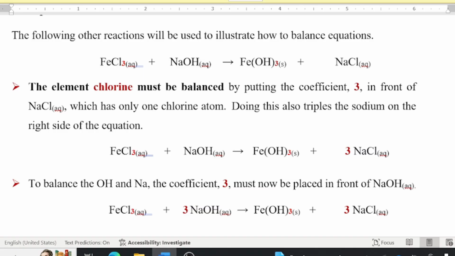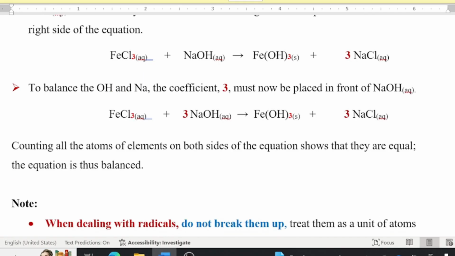Okay? So this is balanced by itself here. So check the equation. 1 iron, 1 iron. 3 chlorines, 3 chlorines here. 3 sodium here, 3 sodium here. 3 hydroxide here, and 3 hydroxide here because of that subscript there. So this equation is now balanced.